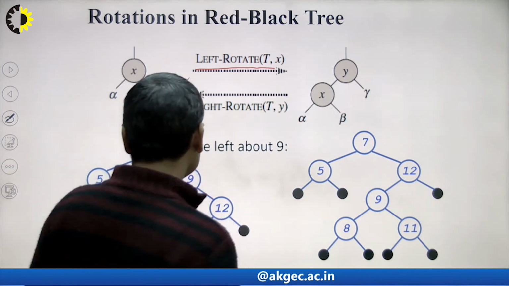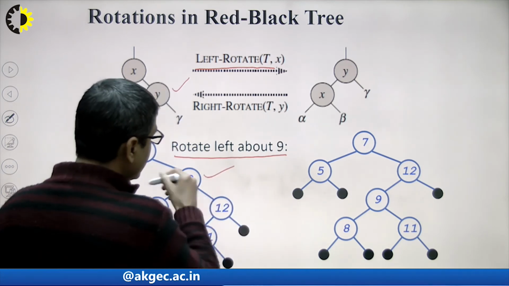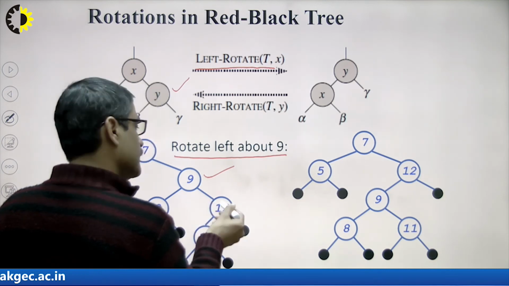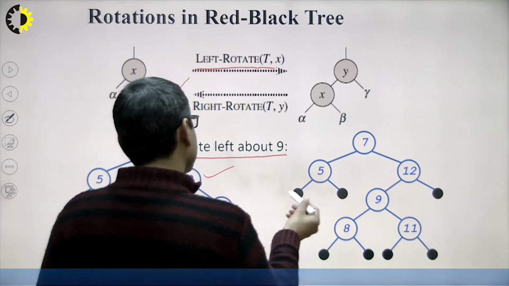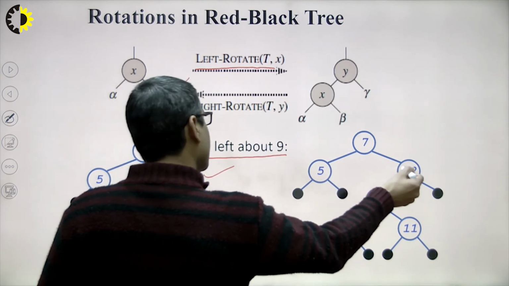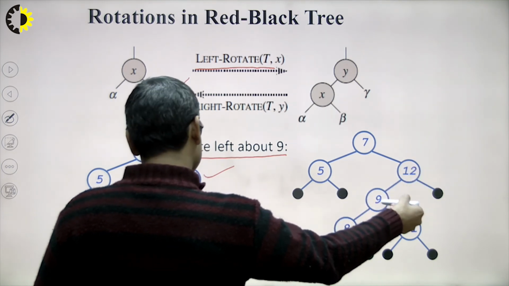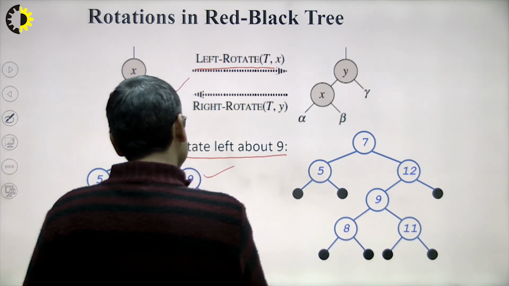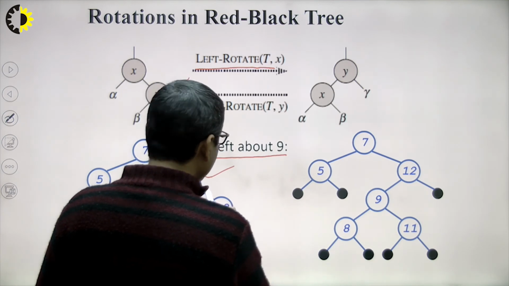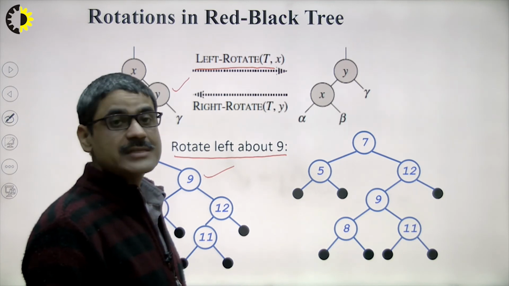Here one example is given: rotate left about 9. The first important thing is to check whether its right child is there or not. The right child is there. What we have to do? We make 12 the parent of 9, and 9 the child of 12. So this particular change is there. Then 9's left child stays, 12's right child stays, but whatever 12's left child is there becomes the right child of 9. So this is basically rotation.